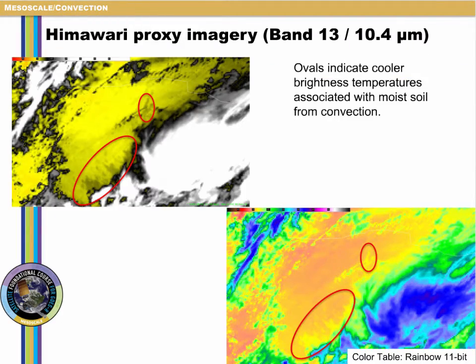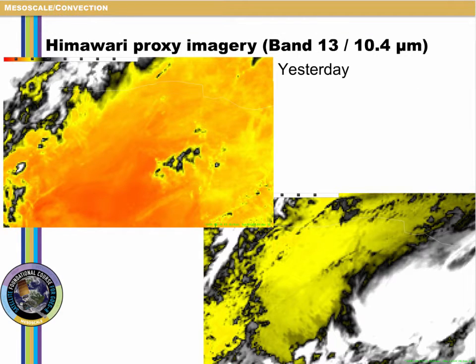Here's the still image at the same time of the 10.4 micron imagery, with the only difference being the color table. I highlighted in red ovals the streaks of cooler brightness temperature, so you can compare how the same feature appears between the different color tables. In our example, the streaks of cooler brightness temperatures were quite obvious.